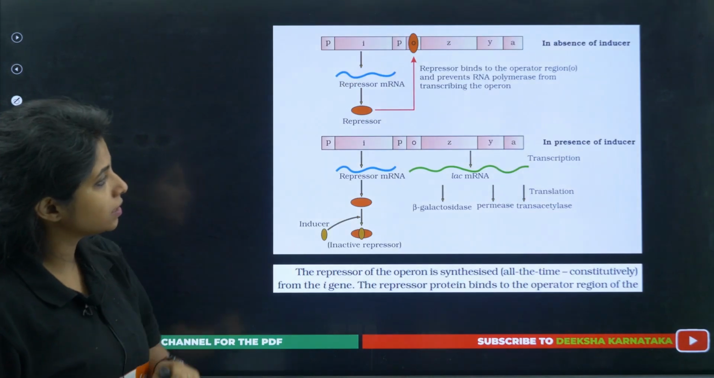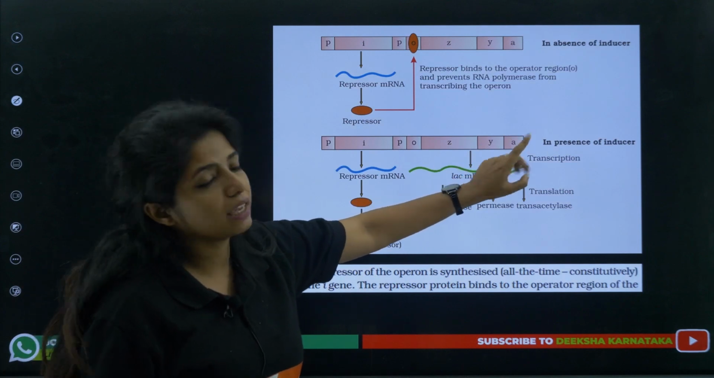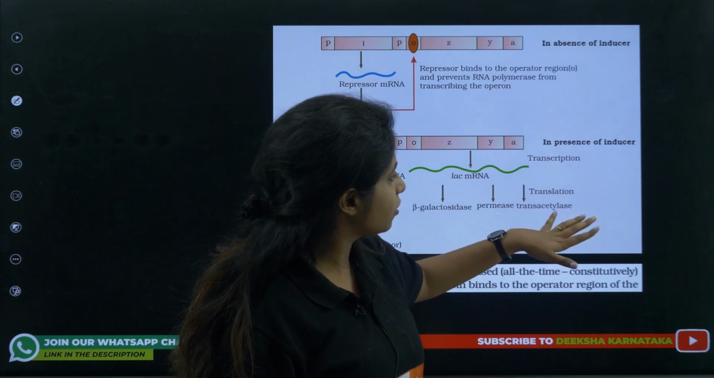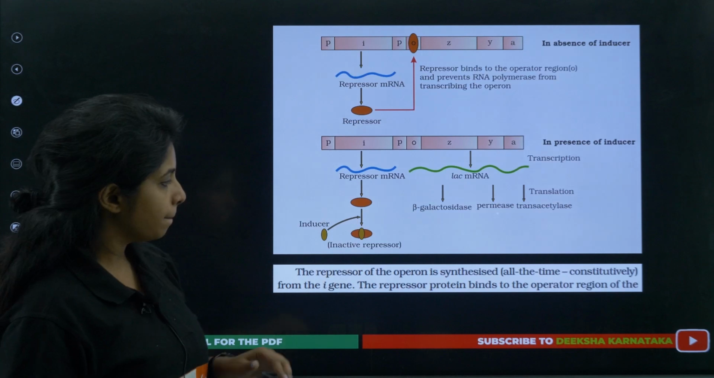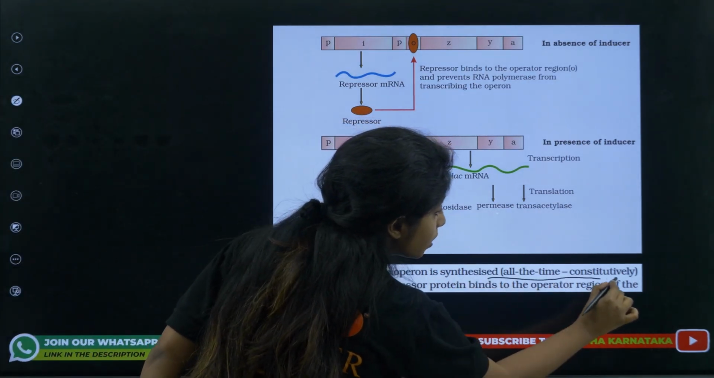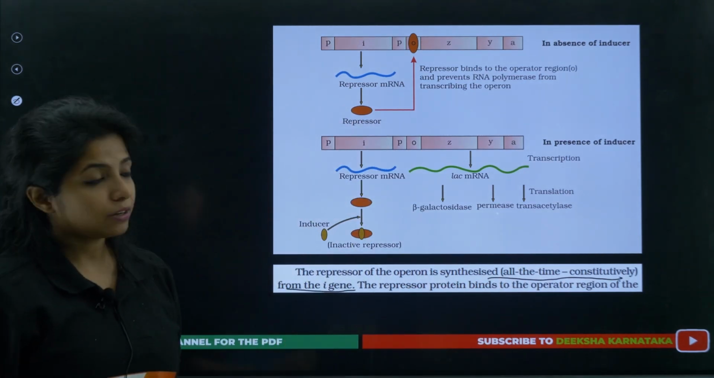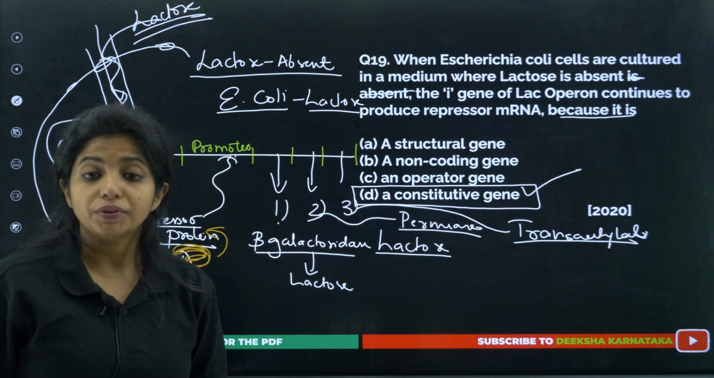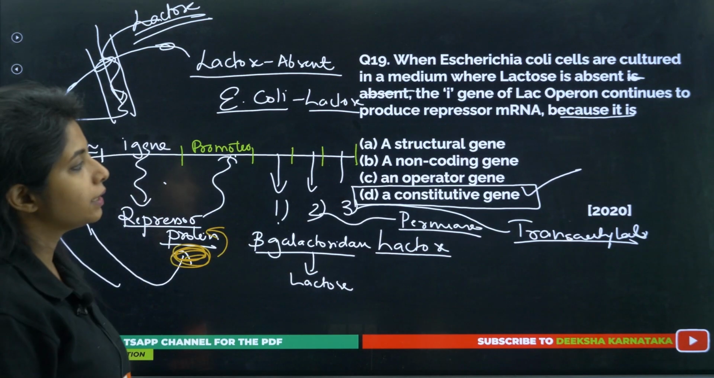Now if you do not believe me, this is something from your NCERT. This is the picture given there. Z, Y, A are the names of the genes. Z codes for beta galactosidase, Y for permease, and transacetylase is A. Now over here, I told you the I gene is there. Read it carefully: the repressor of the operon is synthesized all the time constitutively from the I gene. You get it? The repressor is formed constitutively all the time, which is why I call this a constitutive gene, my dear children. It's very important, you have to remember it.